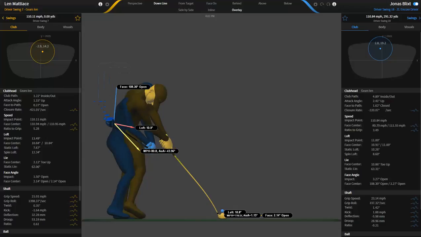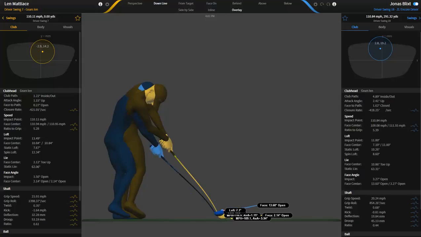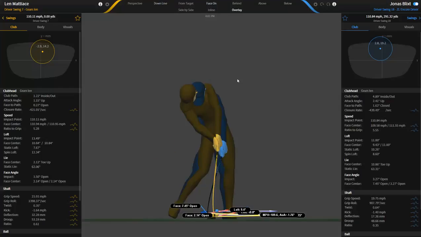The shaft gets underneath his right arm. The club comes in on a really low delivery, with a lot of wrist flexion. So he's going to be kind of dragging the handle, so to speak. And you'll see here that this is how he squares the face up. So again, Lenny Matisse is squaring the face up by raising the handle.